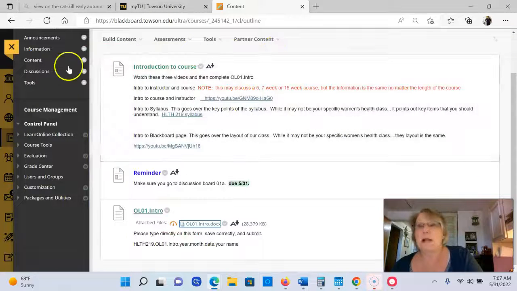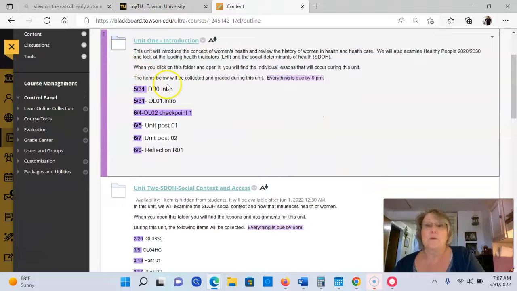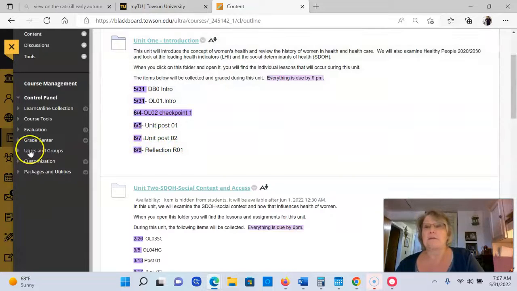So just to summarize very quickly what's happening in Unit 1, we have a discussion board intro, the intro assignment where you also give me the topics that you want. As soon as you submit those, I will approve your topics and send them back to you so you can get started. On June 4th, you have a checkpoint assignment. On the 5th, a discussion board post 1, the 7th discussion board post 2, and the 9th reflection.